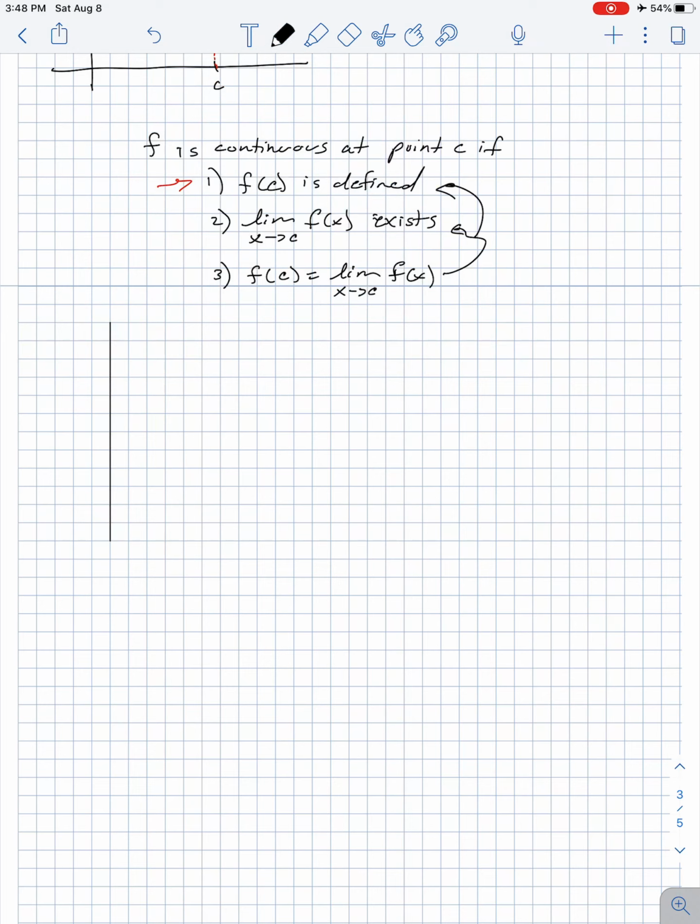Second problematic picture is a graph that is defined but has a break. Okay, so this is your C value. All right, let's go through the definition. Here's step one. F of c is defined. I take c. Can I hit the function? Yes, I can. I hit it right there at that closed hole. This value right here is f of c. So my first qualification is met. F of c is defined.